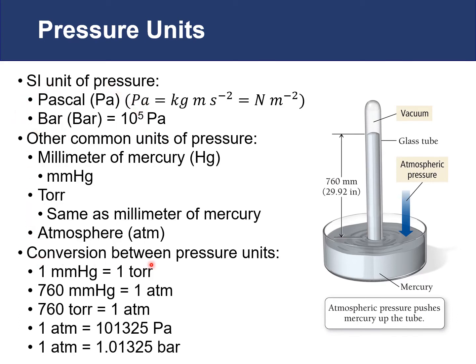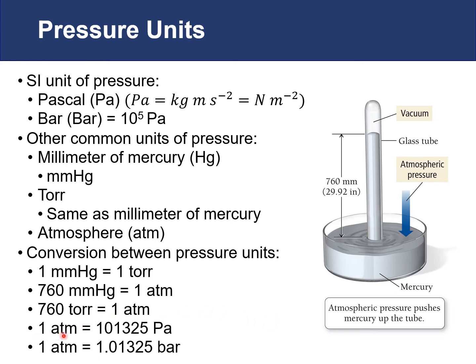Now we can convert between any two pressure units as long as we know how they're related. As I said before, millimeters of mercury and torr are the exact same thing. So 1 millimeter of mercury is 1 torr. Typically, at atmospheric pressure, you have 1 atmosphere, and that's going to be 760 millimeters of mercury. So 760 millimeters of mercury is equal to 1 atmosphere, and because 1 torr is the same as a millimeter of mercury, 760 torr is also 1 atmosphere.